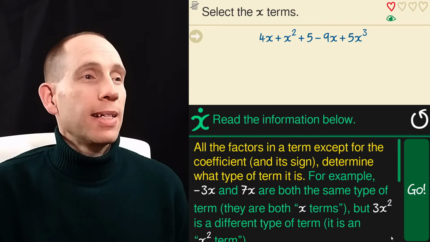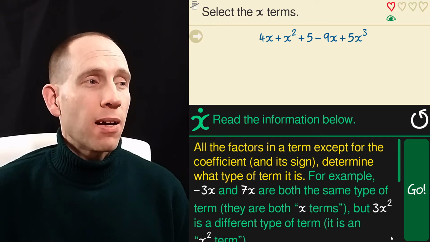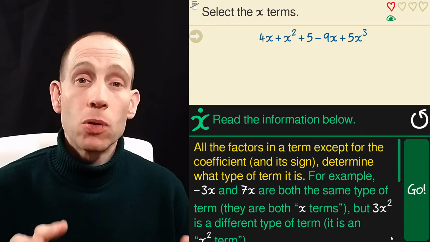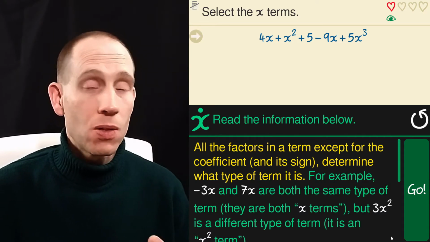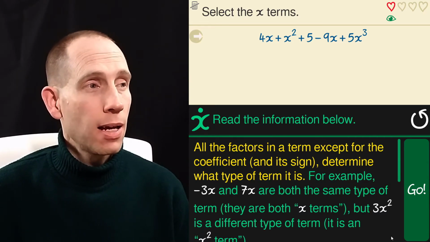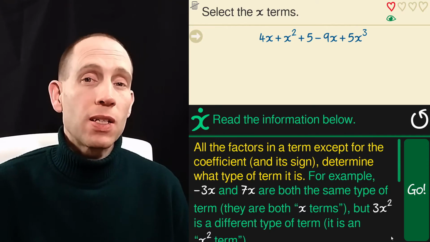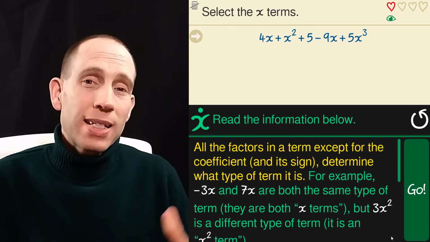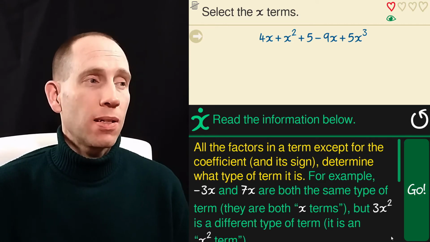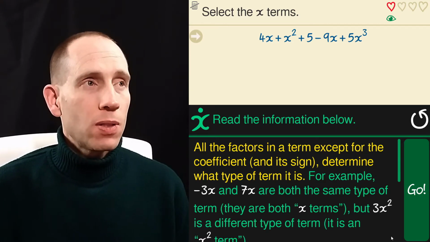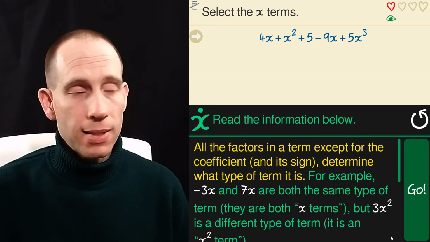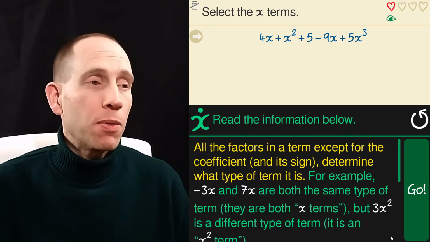So all the factors in a term, except for the coefficient and its sign, determine what type of term it is. This is an important concept for this topic. We're going to be using this idea to recognise the same types of terms in expressions later on and doing something with them. So everything except the coefficient tells you what type of term it is. If you've got two different terms and everything except the coefficient is the same in those terms, it's got the same letters in it, then those are the same type of term.